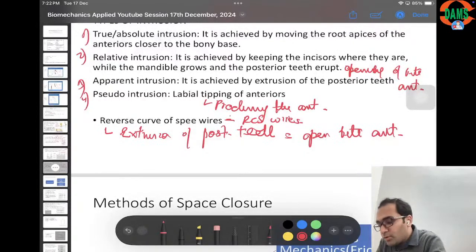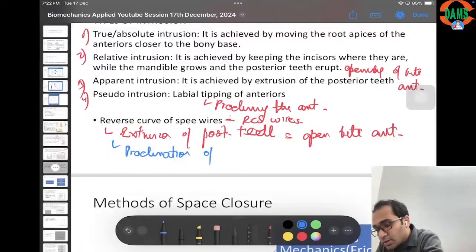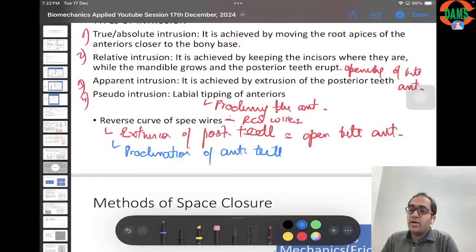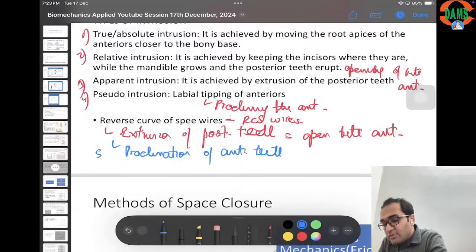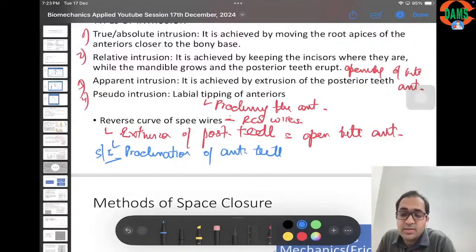Okay, and a further important concept which they can ask is, what is the side effect of using an excessive reverse curve of Spee wire? It can lead to proclination of anterior teeth as well. So we have to maintain or correct that proclination. So this is the side effect of using a reverse curve or RCS wire. Okay, so these are the exam important concepts from your exam point of view.